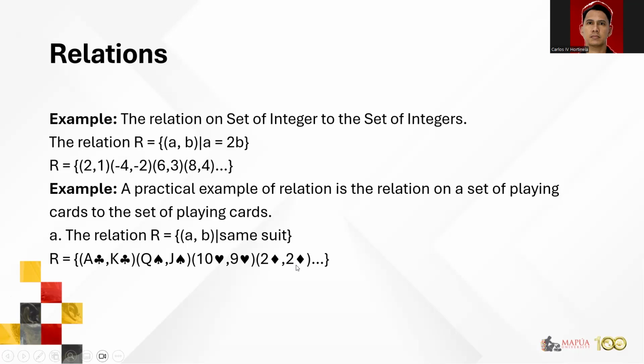Sir, how is that even possible? I paired two of diamonds with two of diamonds. There's only one two of diamonds in my given deck of playing cards. Note, when you form the relation set, you technically do not remove the card from your given deck. What you do is you list down possible pairs that may be formed out of your given deck of cards.